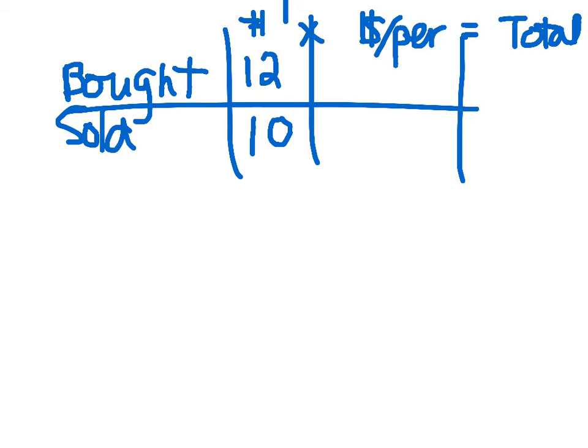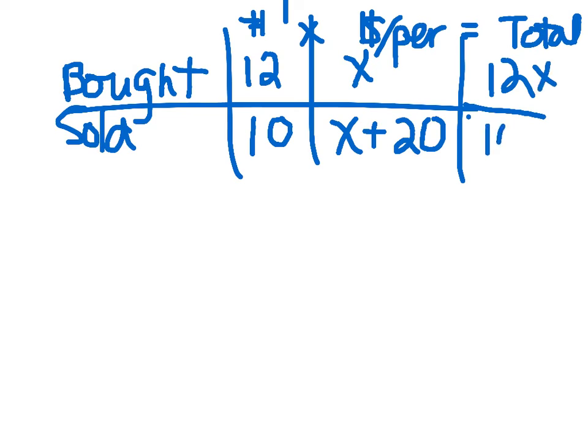She sold the rest at 20 cents more per apple than she paid. The last one mentioned when compared is paid, so that will be X. Again, that doesn't always work, but over 90% of the time, it's the easiest way to follow the language. She sold the rest at 20 cents more, so 20 cents more than how she bought them is X plus 20. So now we've got 12X. And we've got 10 times X plus 20.